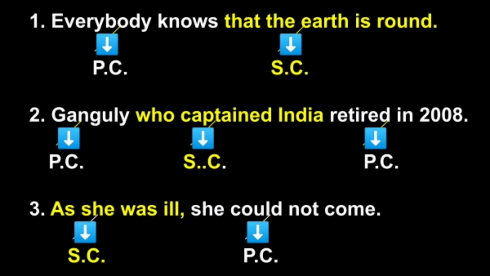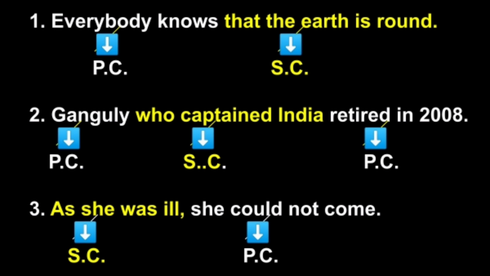In the sentence, everybody knows can stand independently. So, it is an independent clause or principal clause. And the clause that the earth is round is subordinate clause because it depends on the principal clause. The second example, Ganguly, who captained India, retired in 2008.